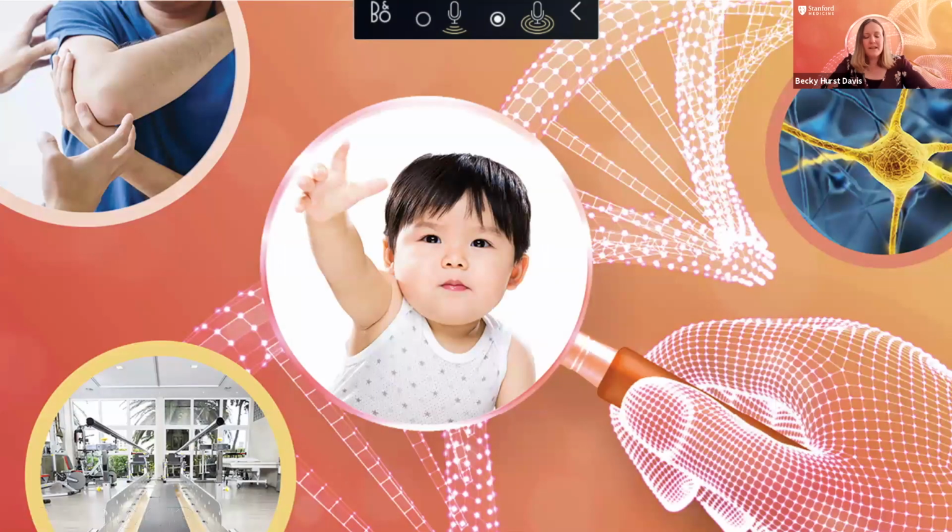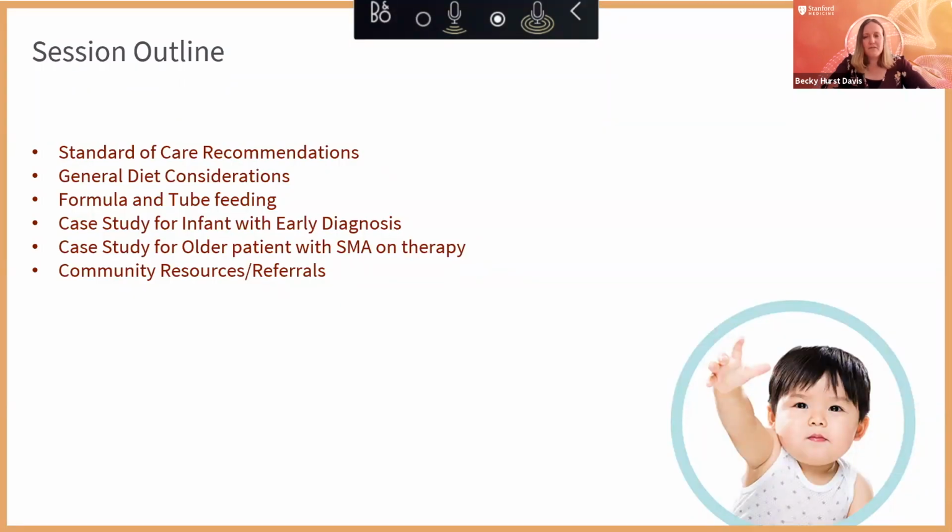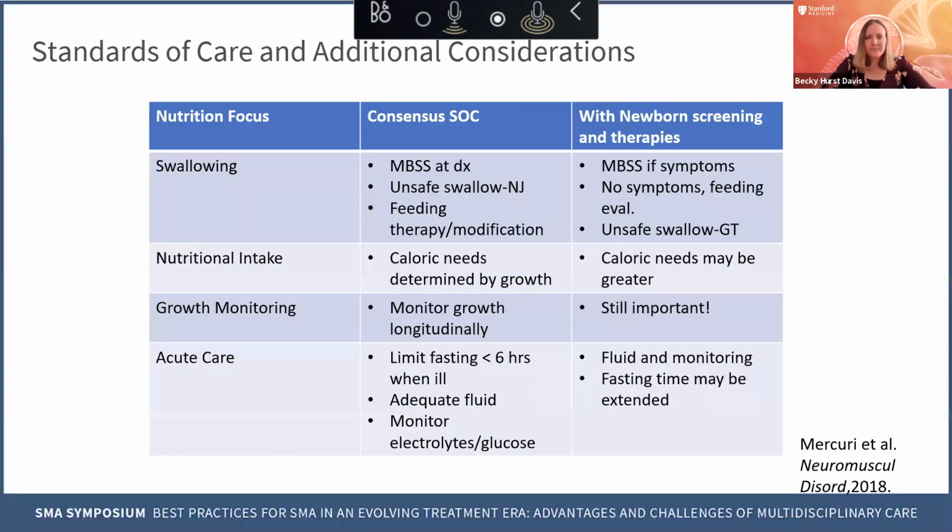We're going to be focusing on the nutrition care for non-sitters. And as such, we're going to first go over the standard of care recommendations, then just some general diet considerations and formula tube feeding, and then a couple of case studies, one with an infant with early diagnosis and one with an older patient on therapy.